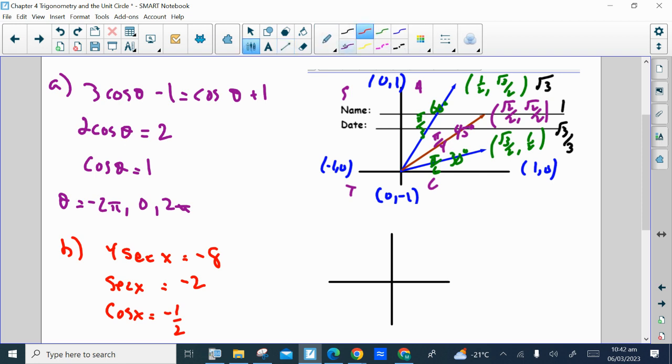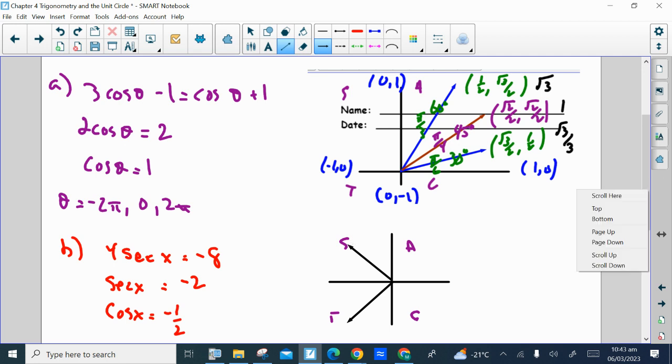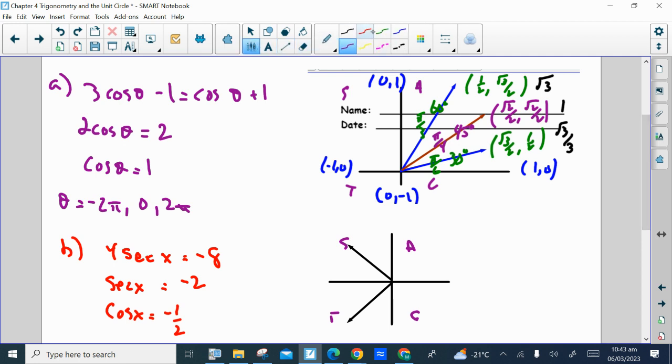So using the CAST rule, the cosine is negative in the second and third quadrants. So this is where our terminal arms would lie. Because the cosine of x equals negative a half, the negative told us which quadrants we're in. If we look in our first quadrant where the cosine of x is positive a half, that's at 60 degrees. That is our reference angle.